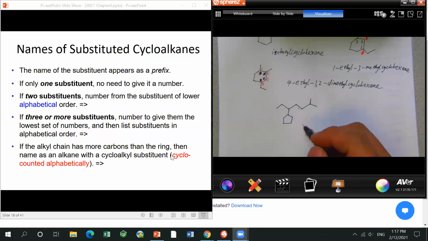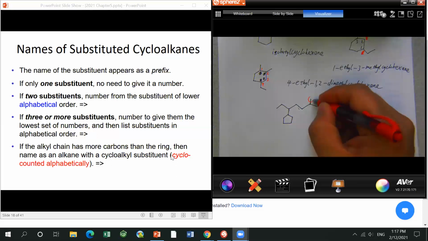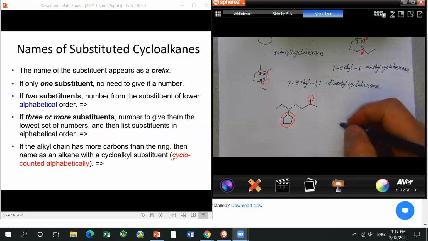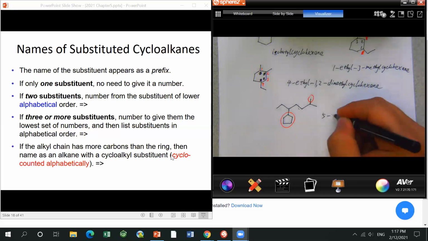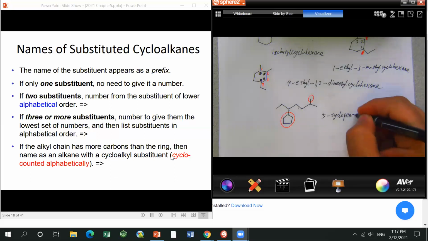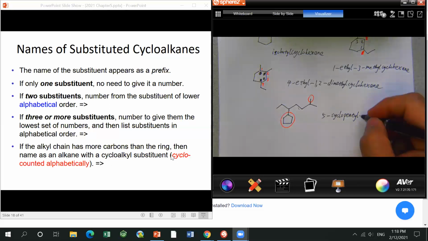The substituent group is pretty easy. That becomes cyclopentane, which becomes cyclopentyl. Change -ane to -yl, and then list in alphabetical order. With the other substituent group, we have another methyl group. So that should be 5-cyclopentyl, where -ane becomes -yl, and then 2-methyl.